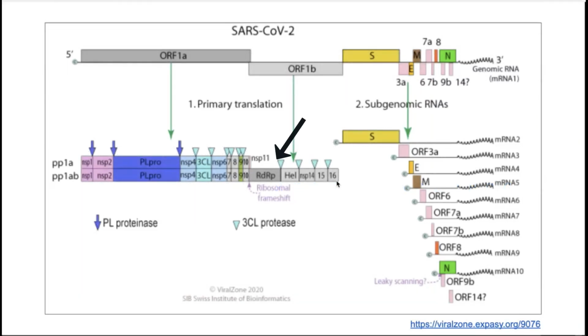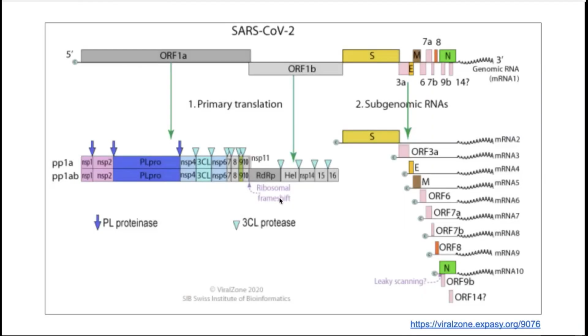And the protein that is made in this way is another important protein called RDRP, the RNA-dependent RNA polymerase. This enzyme is going to be very important for making more RNAs. So the RDRP, the 3CL protease, and the PL proteinase are the 3 important proteins that are made in the primary translation.